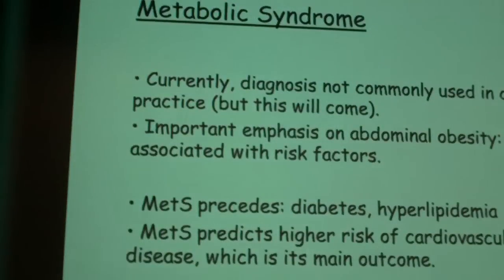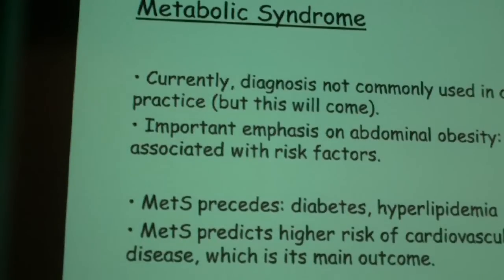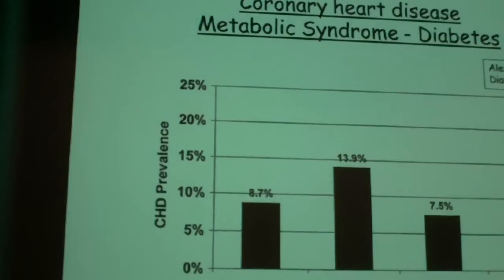Another thing you can probably use is the metabolic syndrome, because the metabolic syndrome precedes diabetes and hyperlipidemia, and it predicts a higher risk of cardiovascular disease. And especially when you have diabetes, metabolic syndrome is indicating a higher risk. And that's shown in this slide. If you have no metabolic syndrome and no diabetes, you have the lowest percentage of coronary heart disease. The prevalence of coronary heart disease is the lowest. It is comparable to if you have diabetes and no metabolic syndrome. If you have only the metabolic syndrome but not diabetes, your prevalence of coronary heart disease is increased, but it is the highest if you have both. So metabolic syndrome can maybe be used as a screening tool.